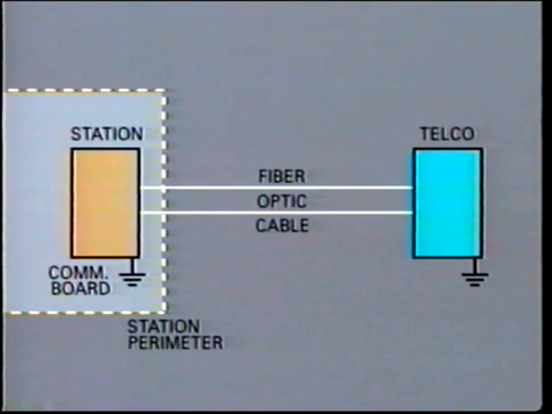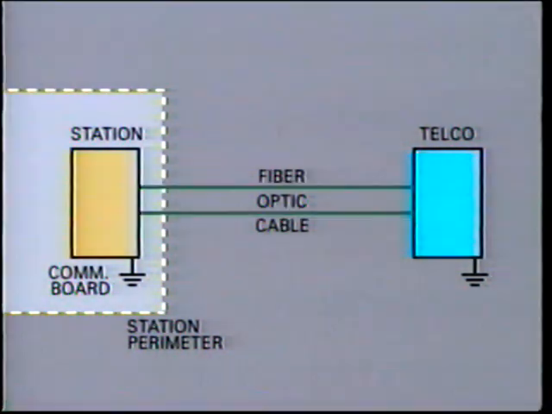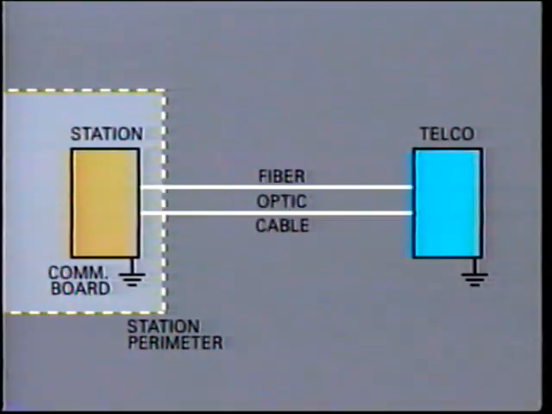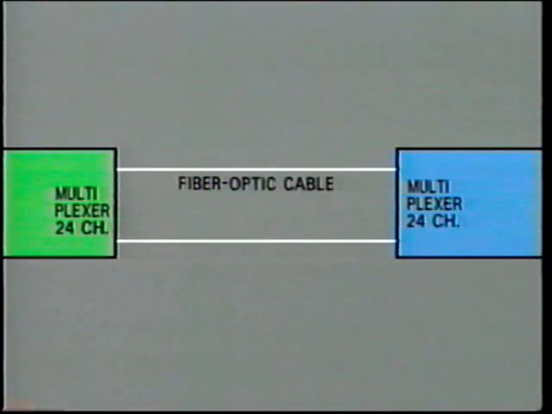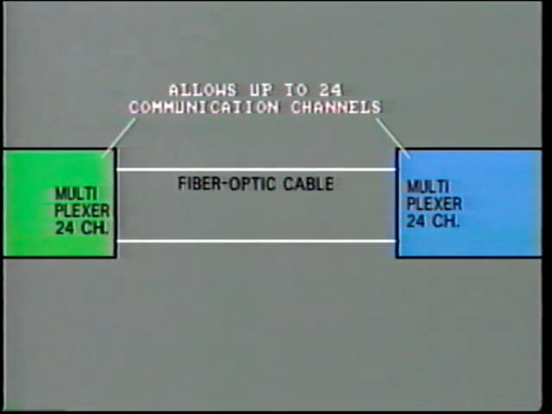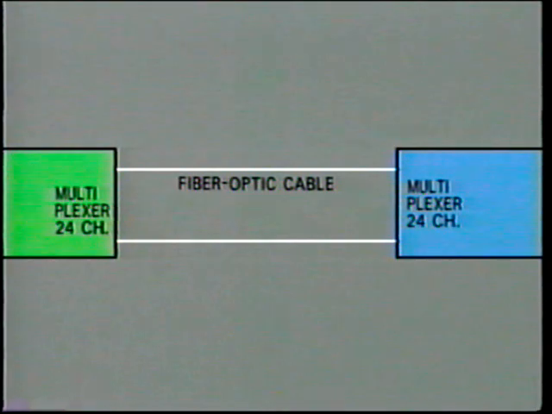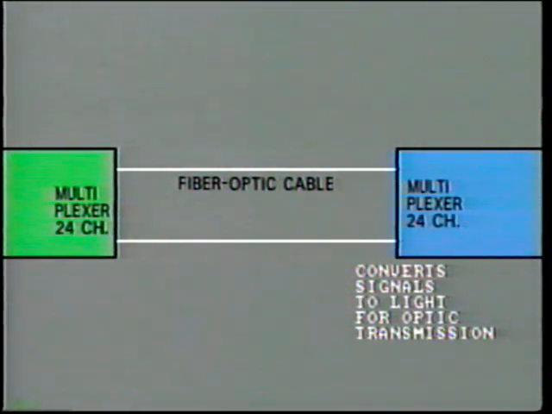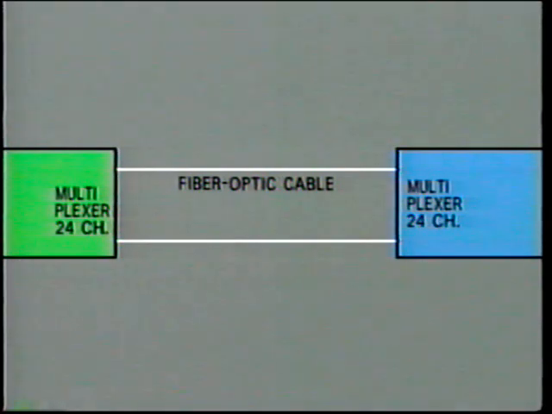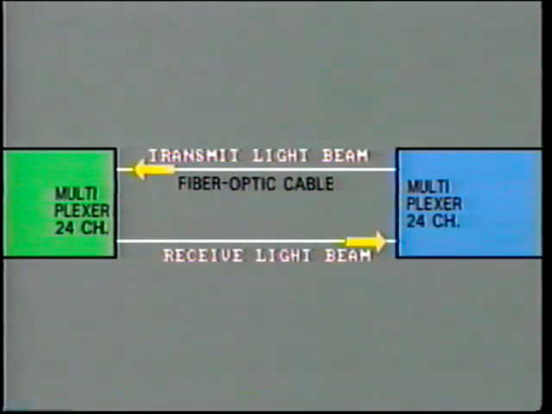In yet another fiber optic scheme, the fiber optic cable is run all the way from the telco central office to the substation. This system employs a signal multiplexer at each end, allowing up to 24 communication channels to transmit information. The time division multiplexer converts the signals to pulses of light for optic transmission. The signals are passed along 2 fibers, one to transmit and one to receive.